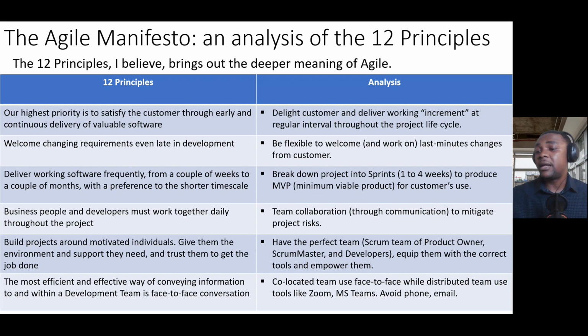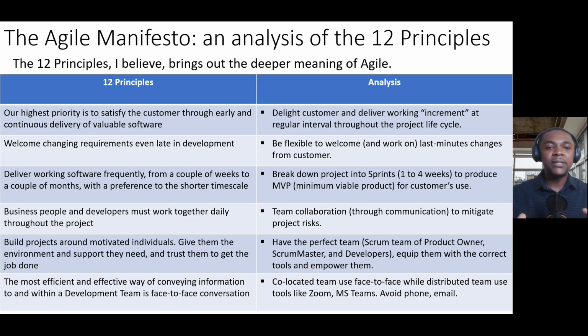Okay, so in a waterfall environment, the project manager is seen as the authority there. But in an agile environment, the project manager is not recognized as one of the team or Scrum team members. You have the product owner, you have the Scrum master, you have the developers. These three key roles, right? So in an agile environment, it's necessary to have the perfect team, right? Equip them with the right tools and empower them. That is what that entails.